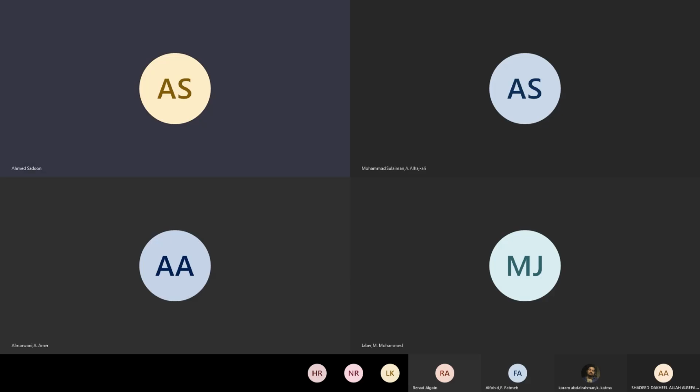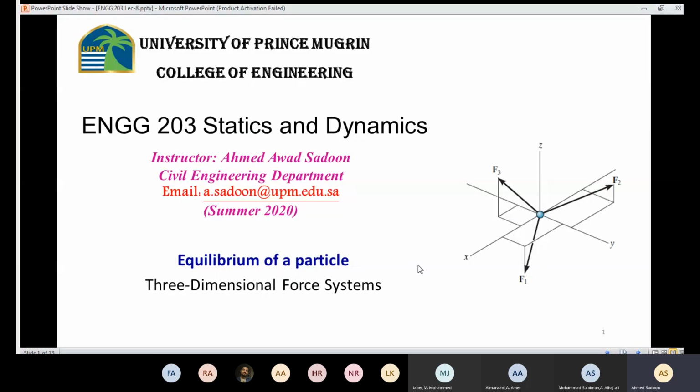So let's get started. Today we are going to continue our discussion regarding the equilibrium of a particle. Last time we talked about the equilibrium of a particle, and we mentioned that when a particle is in equilibrium, it means that the particle is at rest, and I can say that the summation of the forces acting upon that particle is going to equal 0.